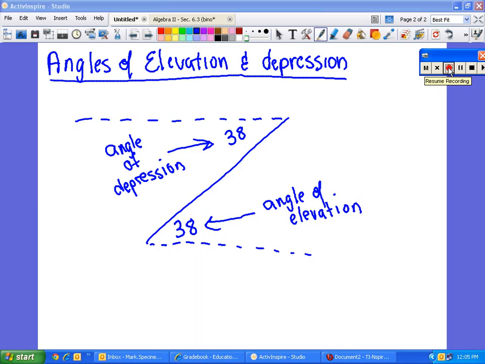Okay, this is just for the benefit of the video. The angle of elevation and the angle of depression, you can see what they are on the board. They are the same because they are alternate interior angles.